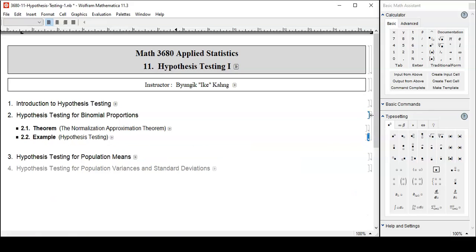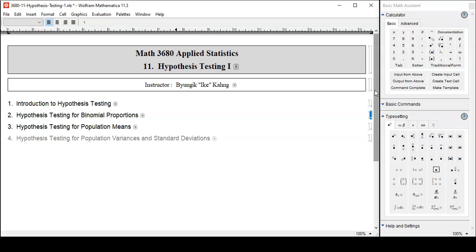Okay, so much for section 2, hypothesis testing for binomial proportions here. We're going to talk about section 3 in a separate video.